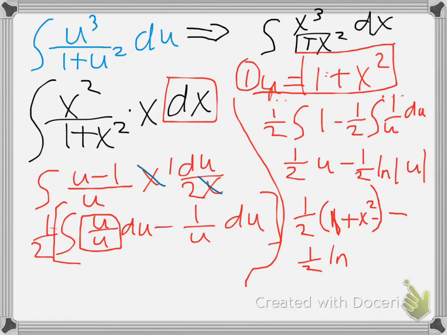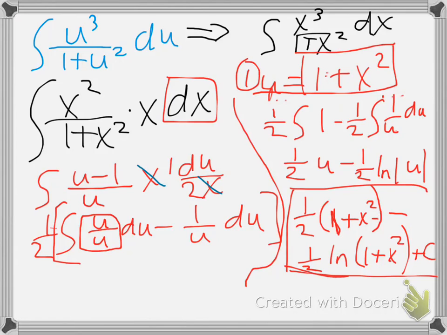So do we need the absolute value there? No, because this 1 plus x squared is always going to be positive. So we're just going to say that's 1 plus x squared, and we'll put our constant in here at the end, plus constant. Okay, so it kind of got messy here at the end, but let me put a box around our answer. And there it is right there. Okay, hope this helps.